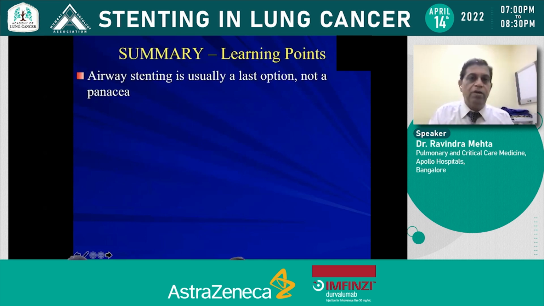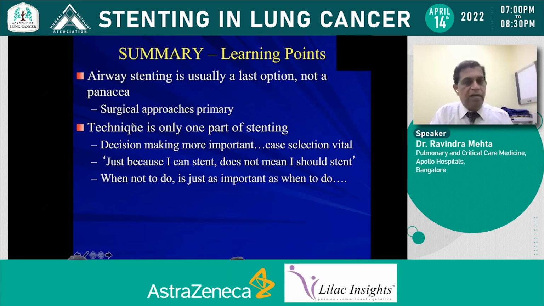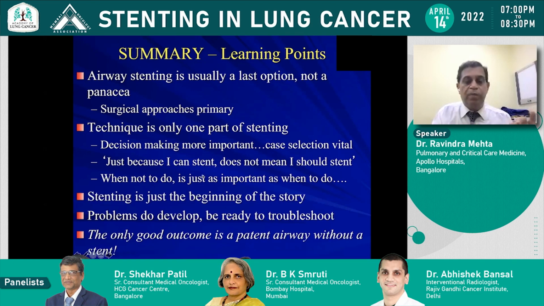To summarize the whole talk, airway stenting is usually a last option, which is done in the way we mentioned. Surgical approaches are paramount, but in malignancy, often we are the option of last resort, and that is why we got to know this very well. Technique involves decision making. The biggest points: one, can I open the airway? Two, is it a good candidate? Three, after opening, do I need a stent? And more importantly, what is my exit strategy, management strategy and follow-up strategy?